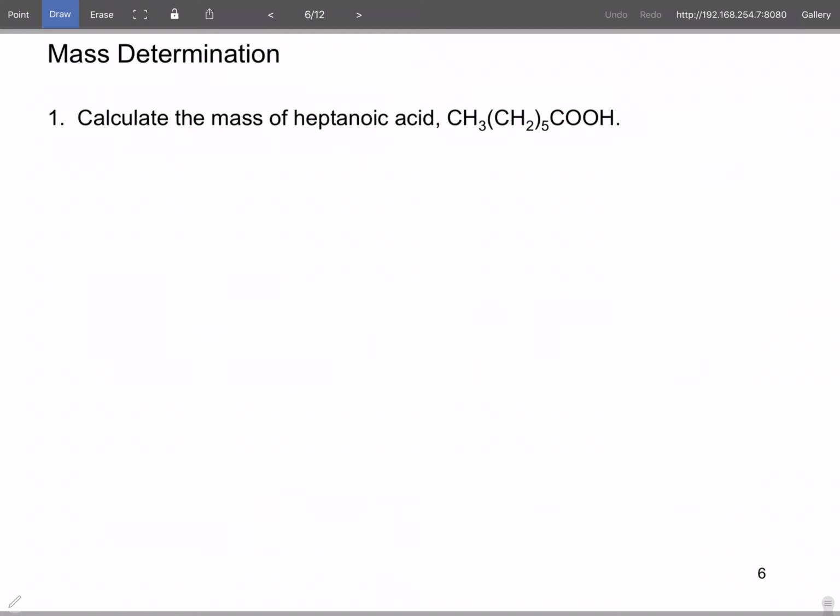So we're going to calculate the mass of heptanoic acid. Now, if you're given a compound, you have to come up with a formula, but in this case, I'm not expecting you to know what heptanoic acid is, so therefore, I'm going to give you the formula. So what we're going to do is look at it and count. We have 1 carbon here. We have 5 carbons here because we have this outside the parentheses, and we have 1 carbon here. So we have a total of 7 carbons.